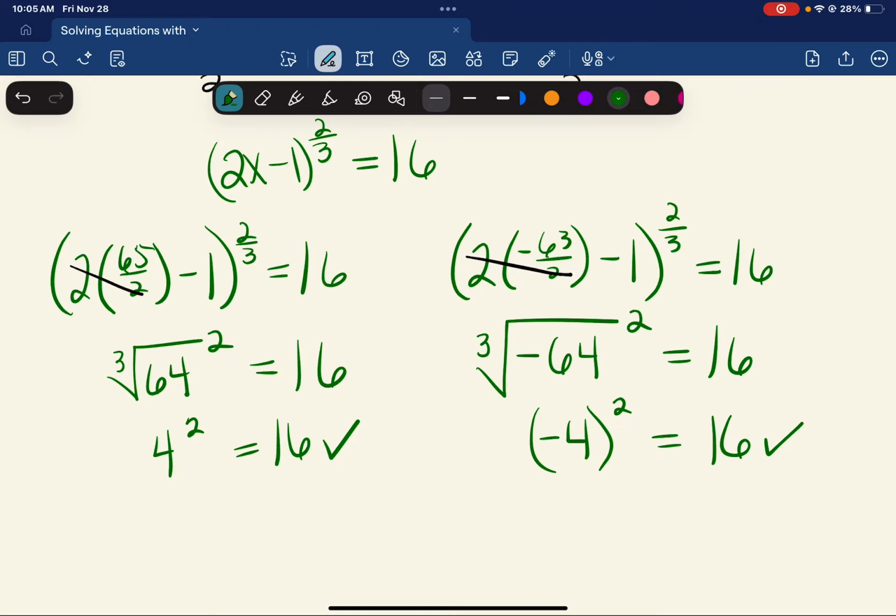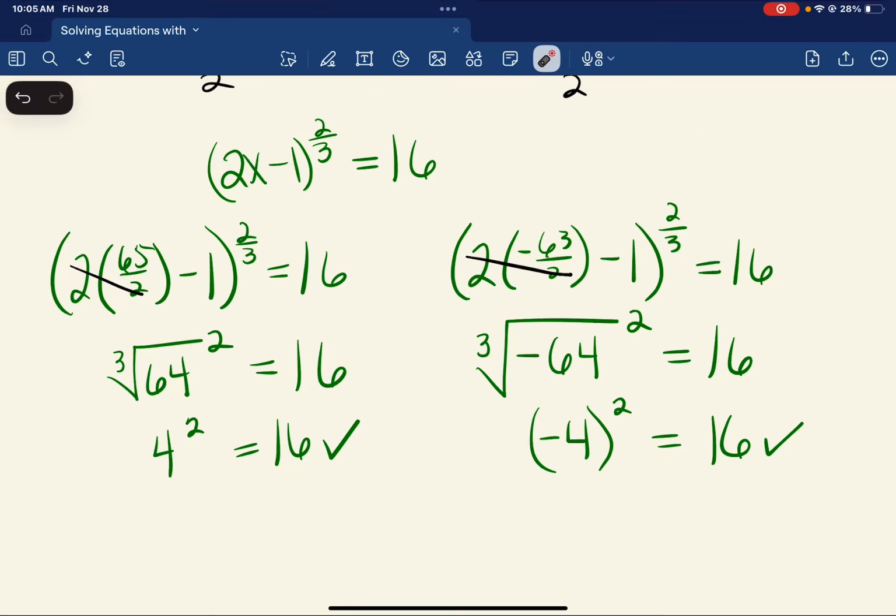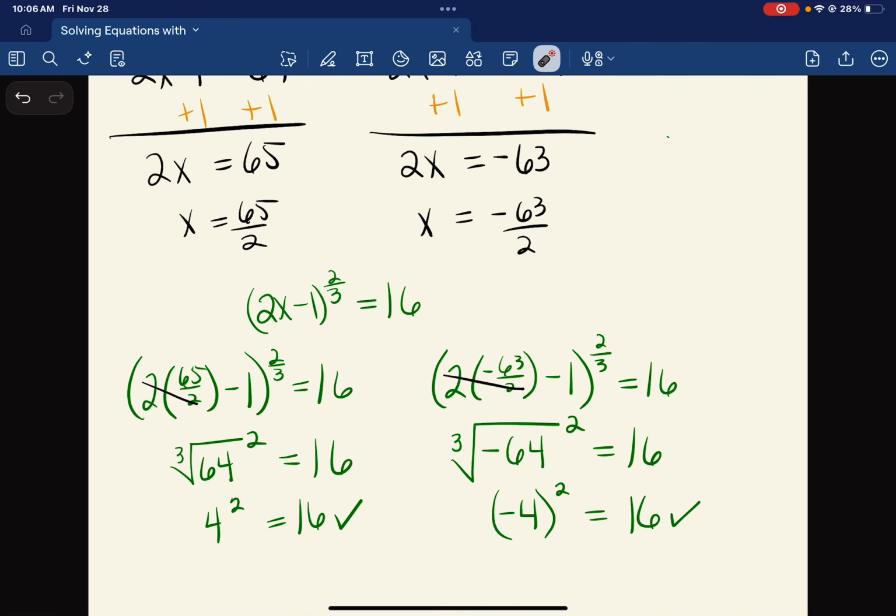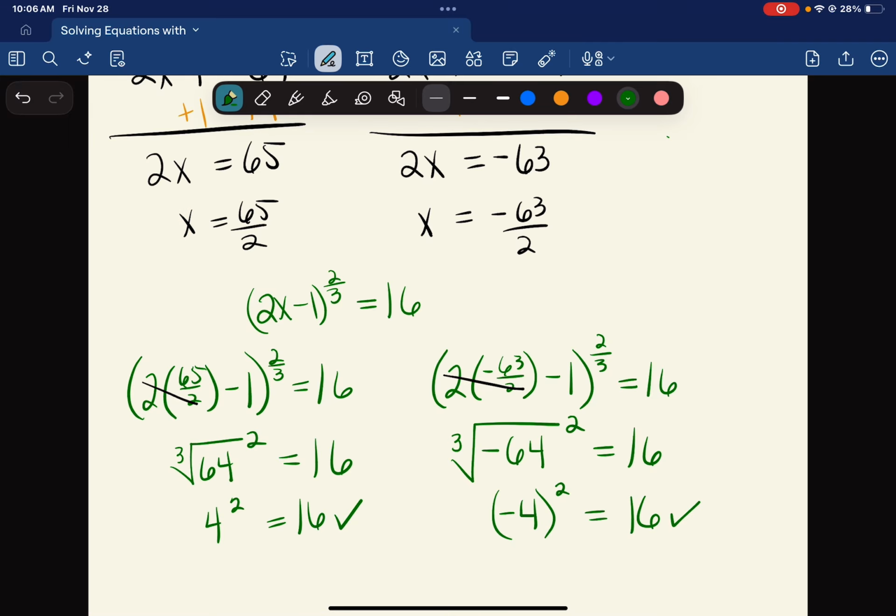I want you guys to be careful. When you take a value that's negative and you're taking it to a positive exponent, you need to make sure that you put it in parentheses, because when you square a negative, it does become positive. So make sure you're careful with your solutions. So both of these are correct solutions. Neither one of those are extraneous solutions that would make our equation false. All right, let's do one more example.